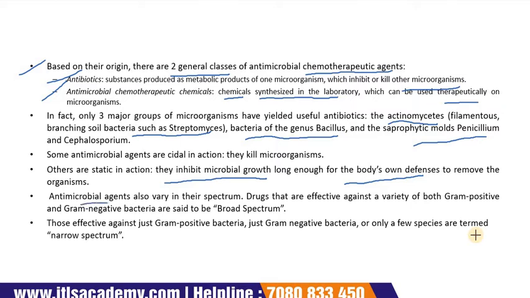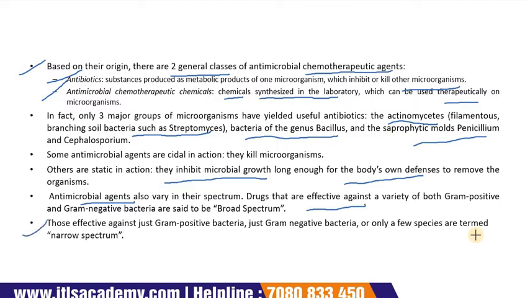Next, antimicrobial agents also vary in their spectrum. Drugs that are effective against a variety of both gram positive and gram negative bacteria are said to be broad spectrum. This means broad spectrum antibiotics are those which have their effect against both gram positive as well as gram negative bacteria. Again, examples are tetracycline, streptomycin, cephalosporin, and the most commonly available, ampicillin and sulfonamides. These are all examples of broad spectrum antibiotics.